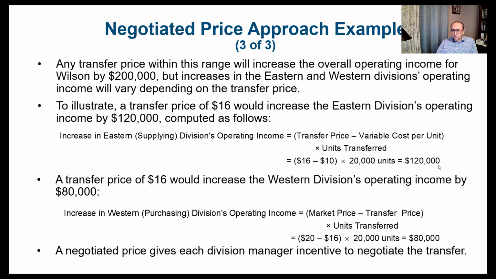But for the Western Division, it's only going to increase by 80,000. So 20 minus 16 multiplied by 20,000, that's $80,000. Remember, the 20 is the market price. 16 is the transfer price. That's the amount that they were able to save. So they increased their profit by 80,000. So a negotiated price gives each division manager incentives to negotiate the transfer. In this case, I think $15 would be a fair price because it would allow both divisions to make exactly the same amount of profit.